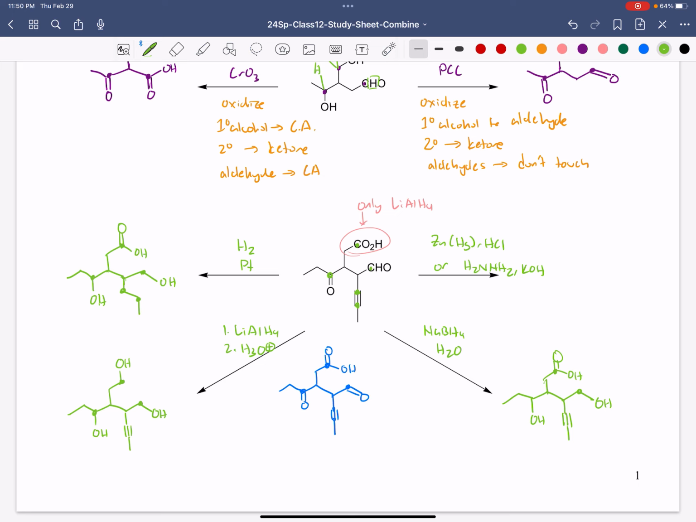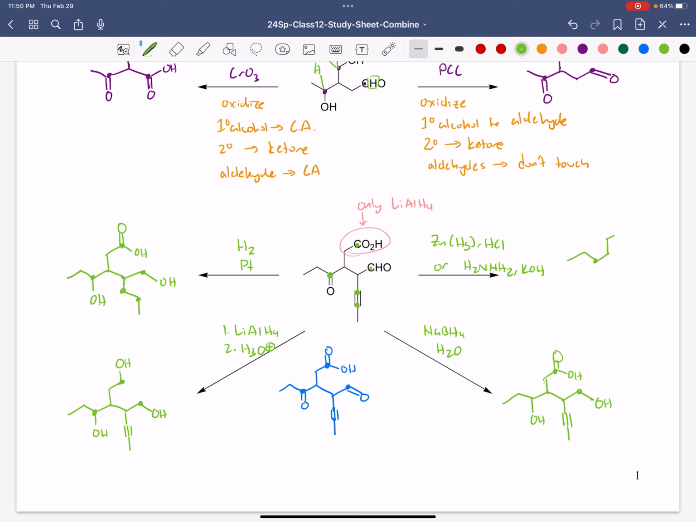Now this one, for the zinc-mercury amalgam and HCl, and the hydrazine and KOH, this is where people are losing carbons all over the place. Okay, so don't lose the dots. Those reagents reduce the carbonyl group to a CH2. So I'm literally just removing the oxygen that was here. It does not touch carboxylic acids.